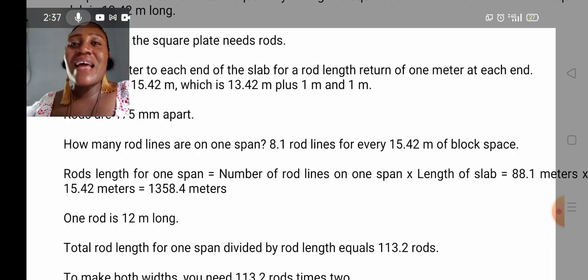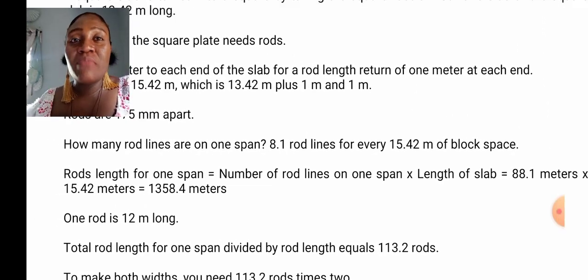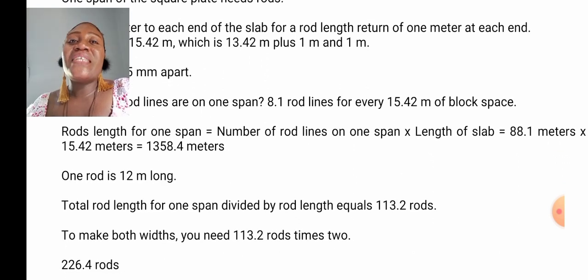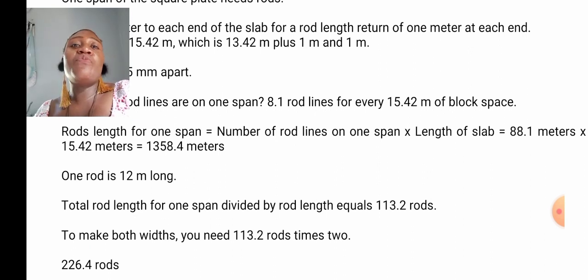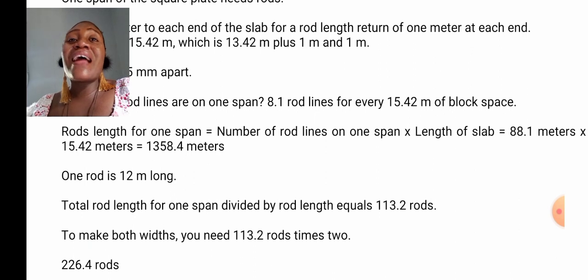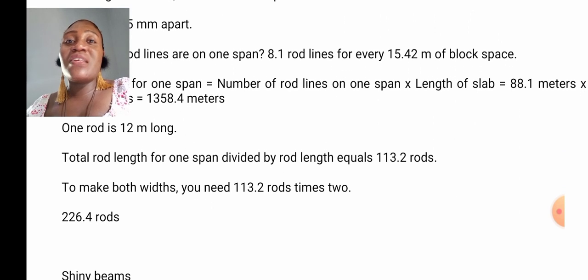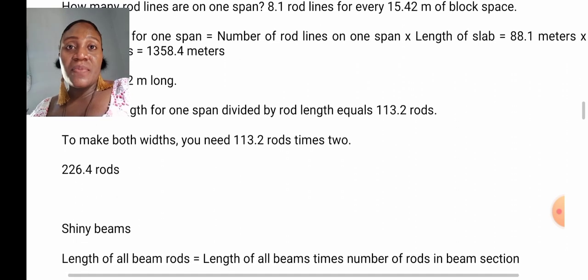88.1 meter times 15.42 meter, which will give you 1358.4 meters. One rod is 12 meter long, right? So total rod length for one span divided by rod length equals 113.2 rods. Okay, so to make both width, you need 113.2 rods times 2, which will give you 226.4 rods.